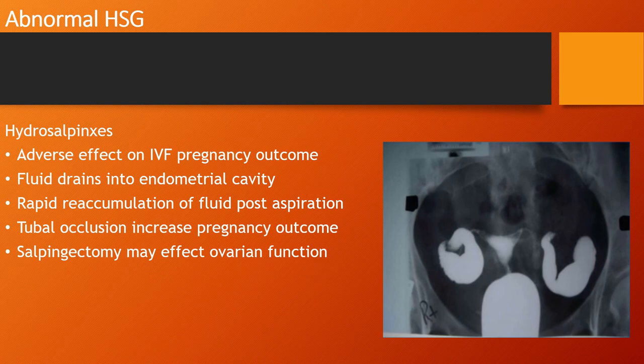Here we can see an abnormal hysterosalpingogram, which is a common picture. As we see, there are bilateral hydrosalpinges, and the tubes are closed. Hydrosalpinges have an adverse effect on IVF pregnancy outcome: fluid drains into the endometrial cavity, with rapid reaccumulation of fluid after aspiration. Tubal occlusion reduces pregnancy outcome, and salpingectomy may affect ovarian function.